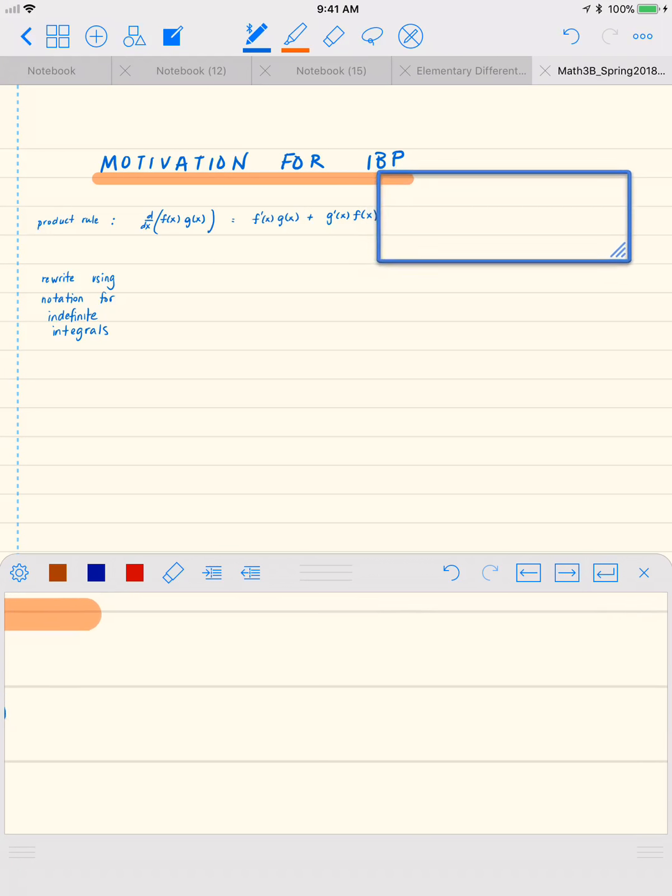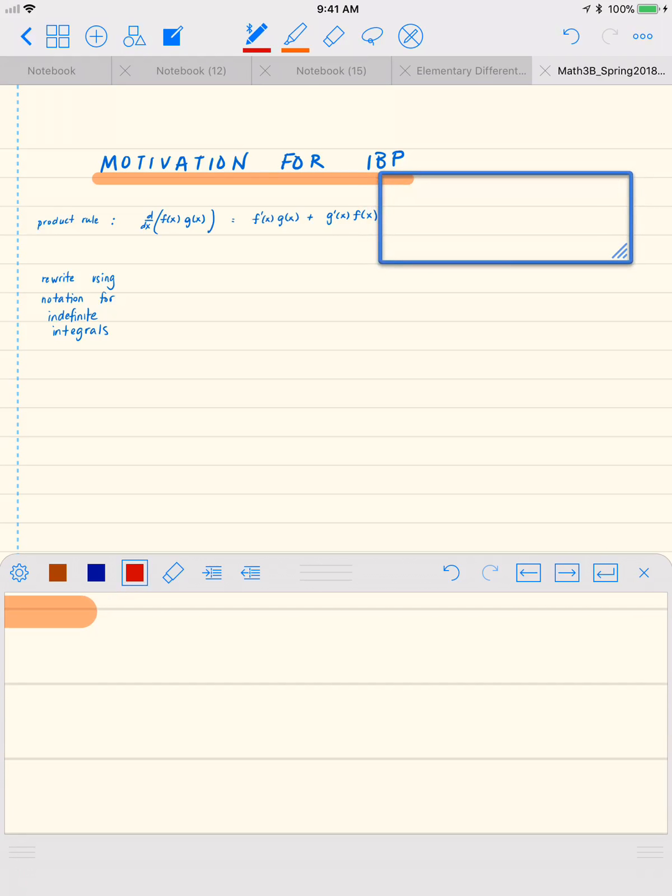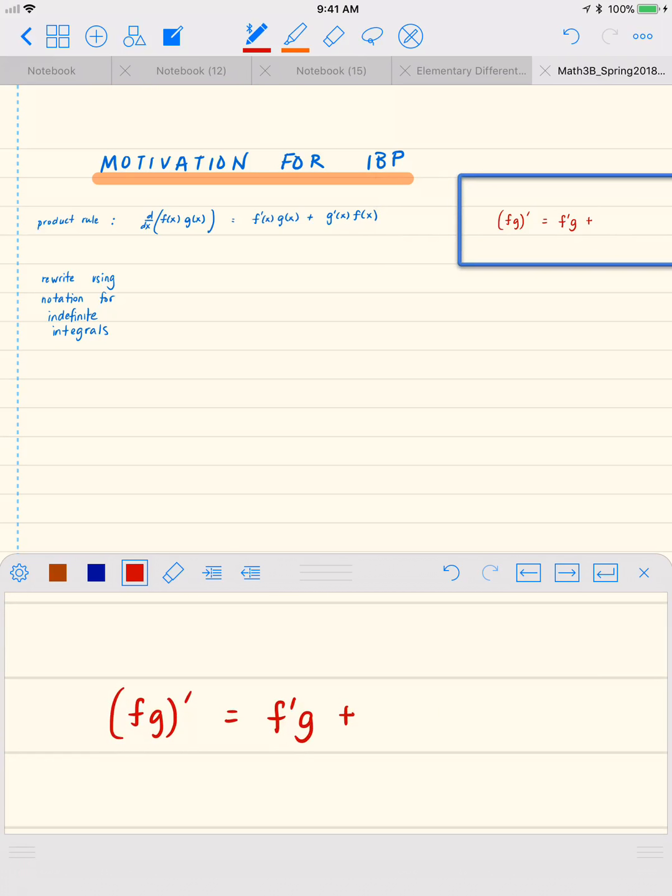I'm actually going to write over here the same thing, but we just are using different notations so that we're not keeping track of the x, the independent variable.